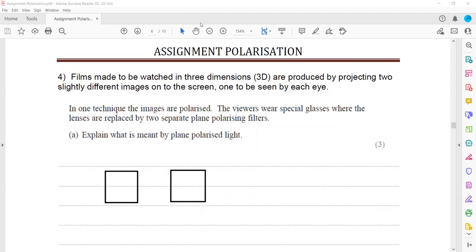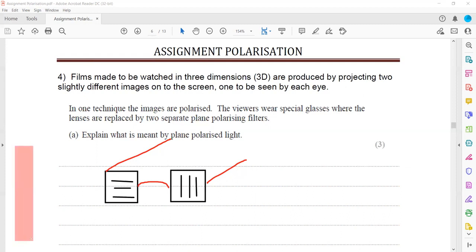So what happened? One of the filters is a horizontal polarizer and the other one is a vertical polarizer. For example, on the left eye, if it is horizontal, on the right eye it will be vertical, or it can be the other way around. So these are the polarizing filters. Now, the light which is projected on the screen, the image projected on the screen, enters your eye. So basically, they're projecting two different images.